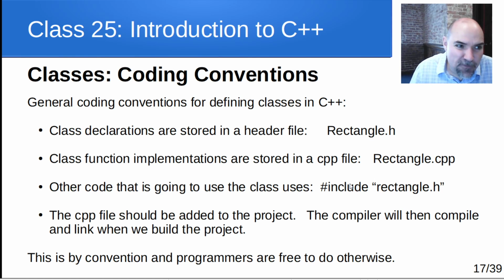And Java forces you to do that. If you've ever programmed in Java, Java forces you to put every object in its own source file. In C++, it doesn't force you to do that, but the convention is to do that because it makes it easier to reuse those objects in other code. So you're free to do something different, but by convention, that's generally the way that you want to go about that.